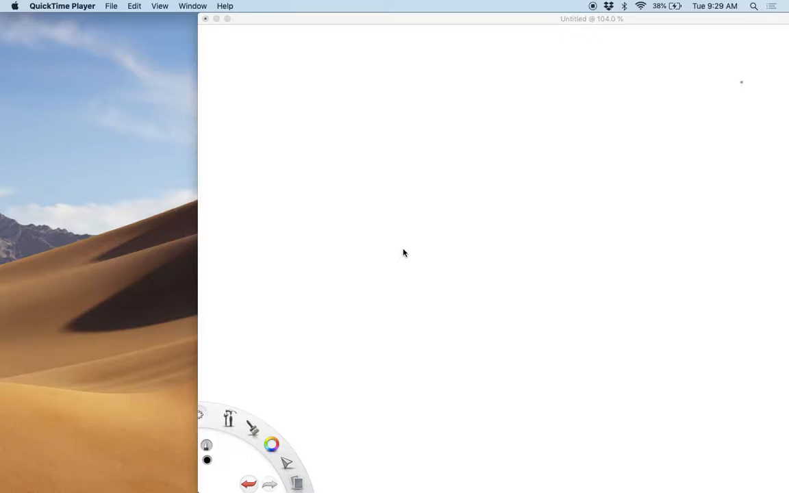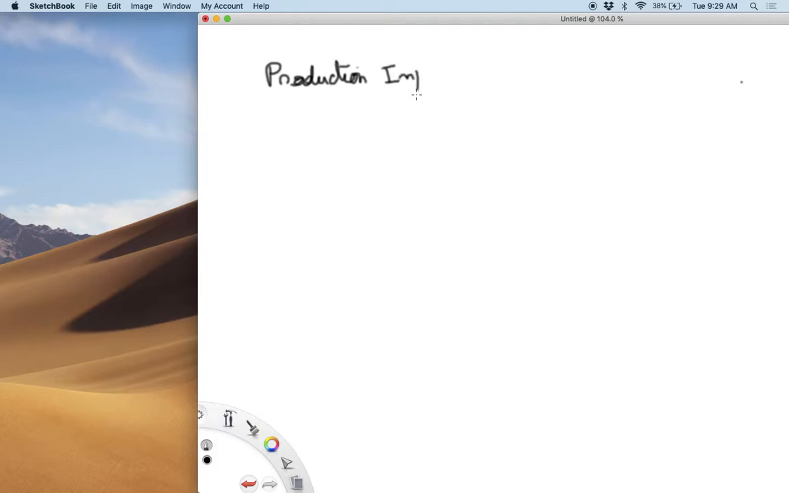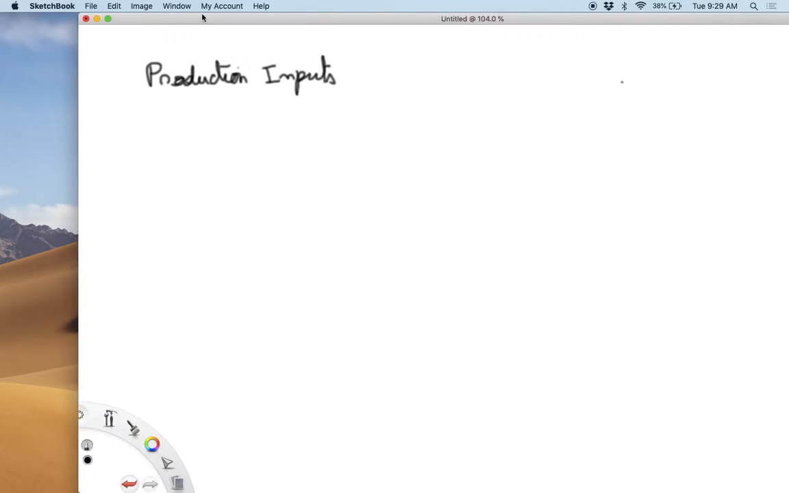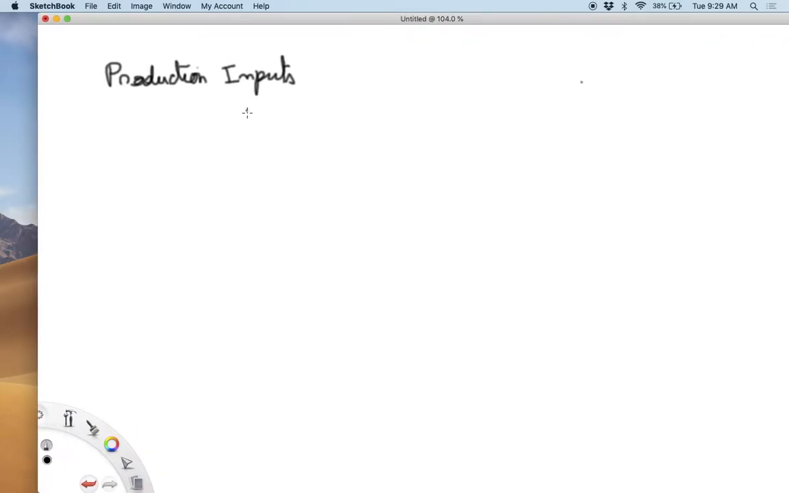Okay, this is a review of production inputs, okay? And production inputs follows a similar logic to the utility discussion that we spoke about. The only difference is that under the utility topic, we were talking about individuals purchasing units of a good. With production inputs, we're talking about firms or companies purchasing workers and machines.